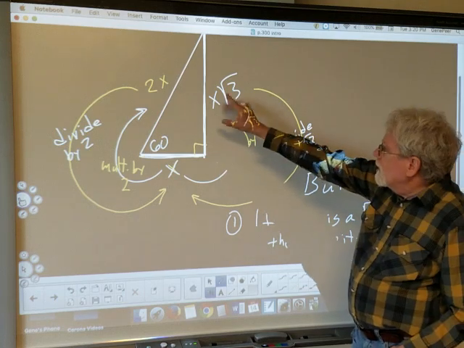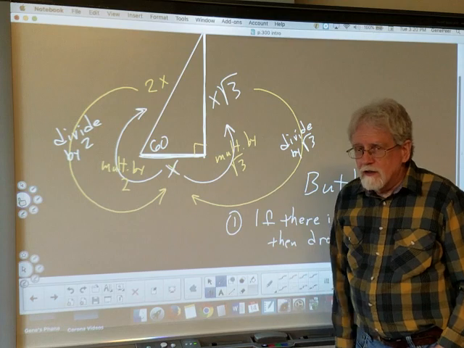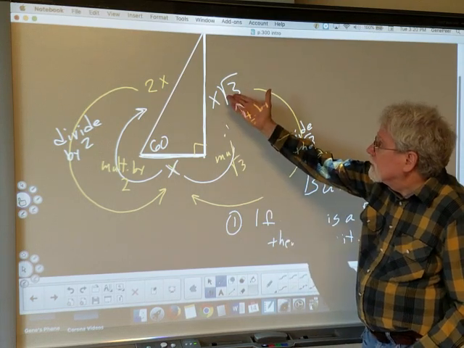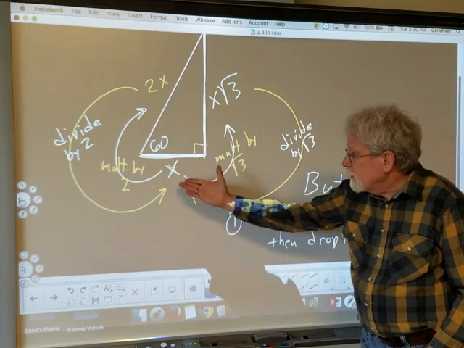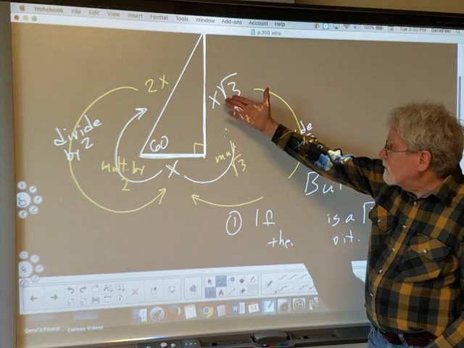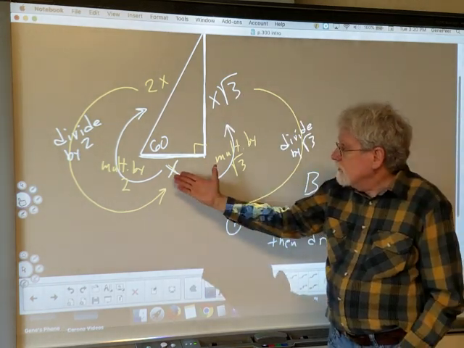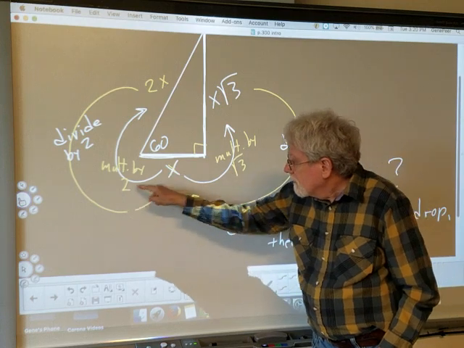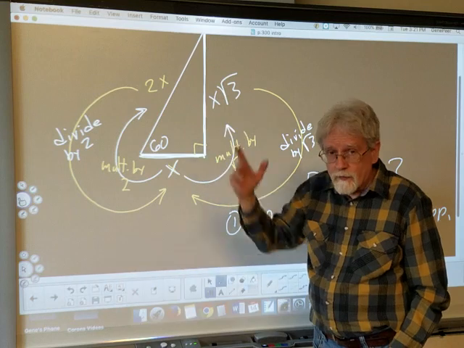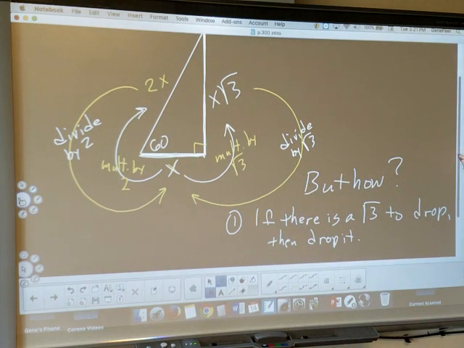So if this side were 8 square root of 3, then the short leg would just be 8. If this were 17 square root of 3, this would just be 17. And this one would be twice 17. This one would be 34, for example. All right, what about rule number 2, though?